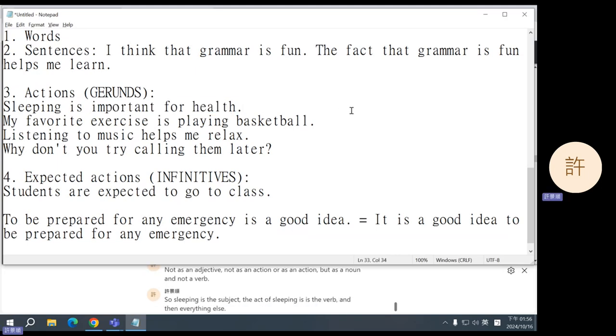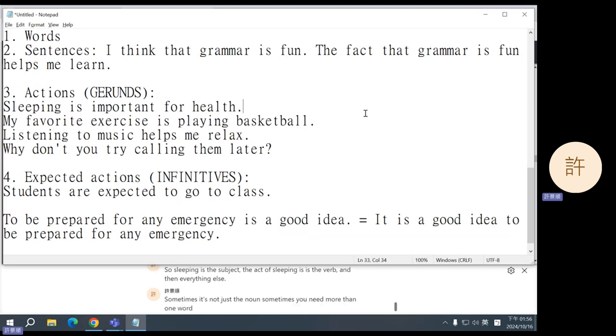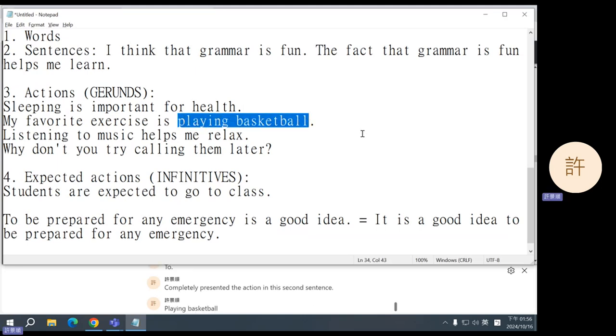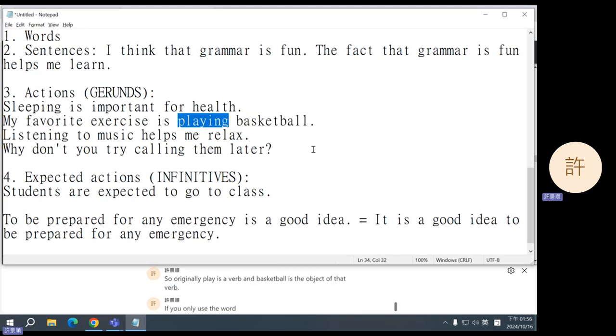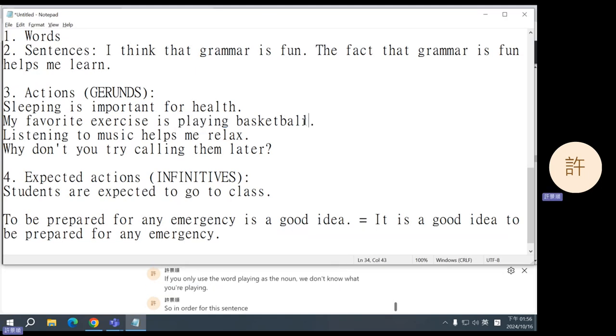Sometimes it's not just the noun. Sometimes you need more than one word to completely present the action. In this second sentence, playing basketball is the noun. So originally, play is a verb and basketball is the object of that verb. If you only use the word playing as the noun, we don't know what you're playing. So, in order for this sentence to be complete, the gerund is playing basketball.